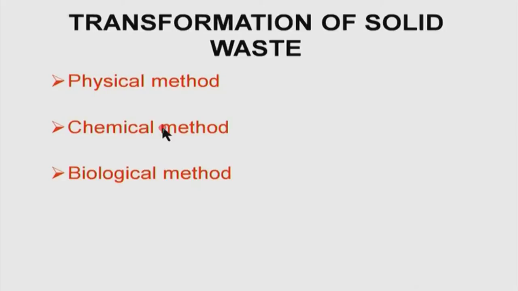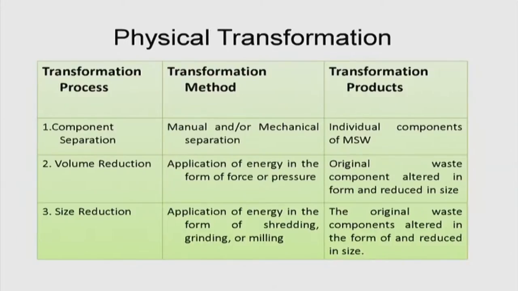So there are different methods, as every one of us knows. There are physical methods, there are chemical methods, and also biological methods. For example, when I say physical treatment, basically it means a few things: I separate different components, I reduce volume, or I reduce size. So how can I separate different components? I can do it manually, for example. I can have a conveyor belt on which the waste is moving, and I have several people who are separating, for example, paper, plastic, wood, maybe stone, and maybe some kind of electronic waste, which probably can be hazardous, etc.